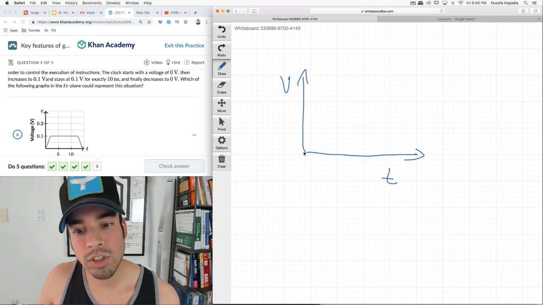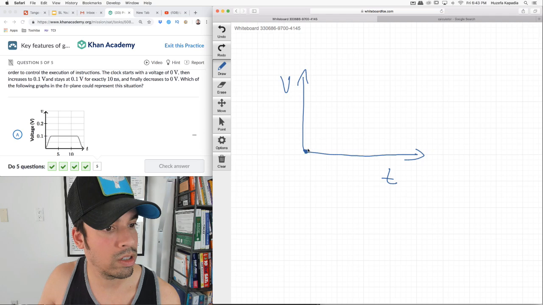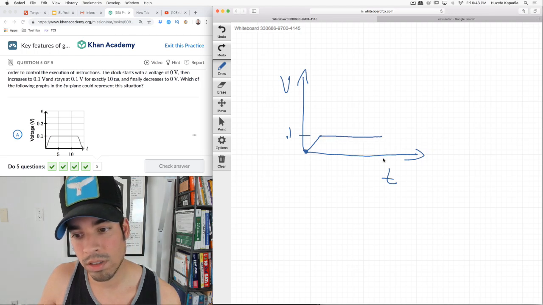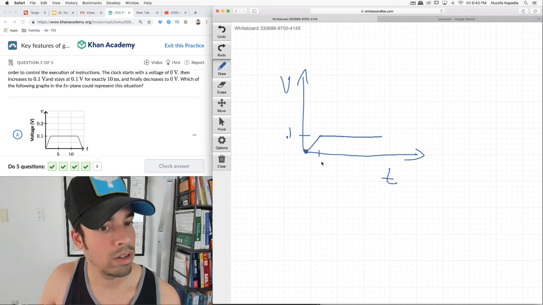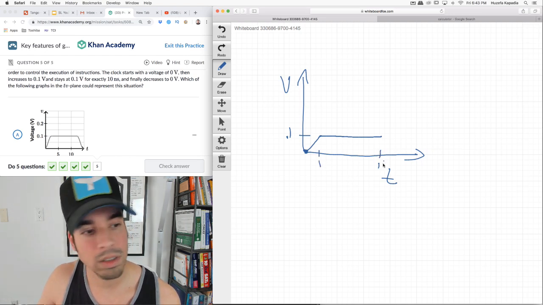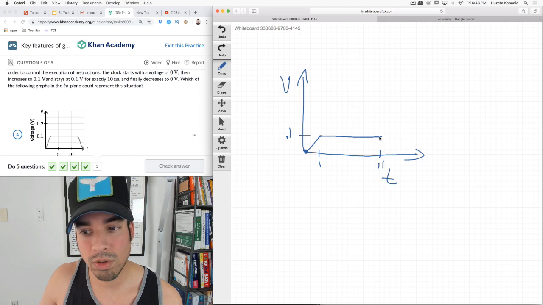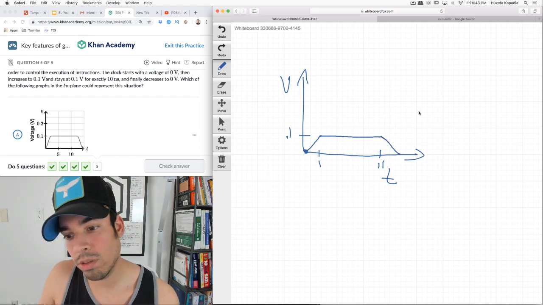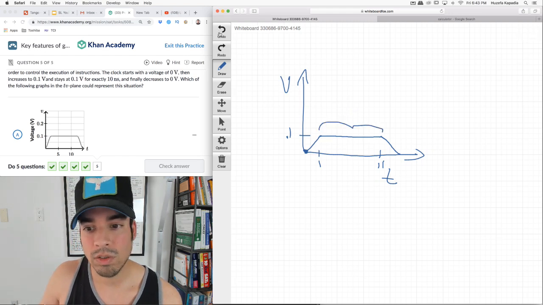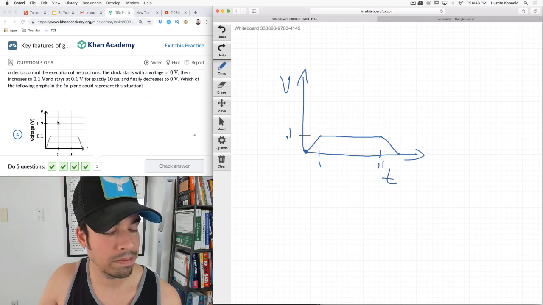Starts with a voltage of 0, okay, then increases to 0.1, something like this. It stays at 0.1 for 10 nanoseconds. So this could be like, I don't know, 1 to 11 or something. And finally decreases to 0. All right, that should be, right, this is the distance of 10. So that should be my graph roughly.